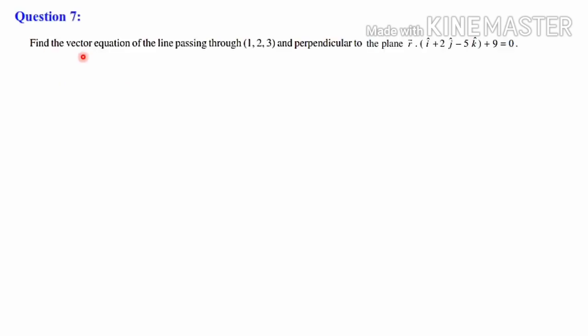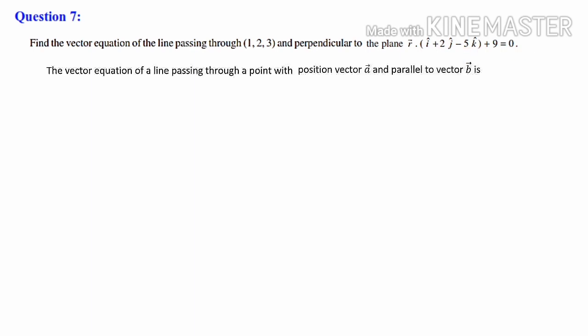Question is: find the vector equation of the line passing through (1, 2, 3) and perpendicular to the plane vector r dot (i cap plus 2j cap minus 5k cap) plus 9 is equal to 0. Let's go through the question. We are asked to find the vector equation of the line passing through the given point 1, 2, 3, and perpendicular to the plane. The equation of the plane is given to us. Then we have to find the equation.